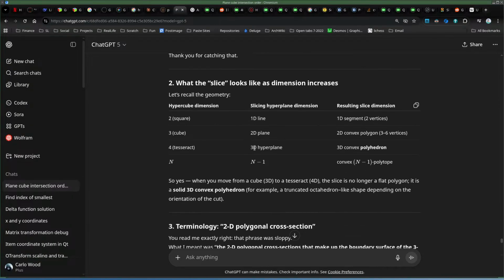Okay, now, what does the slice look like as dimension increases? That's a line, a plane, a 3D hyperplane, and an n minus 1 dimensional hyperplane, I would say.